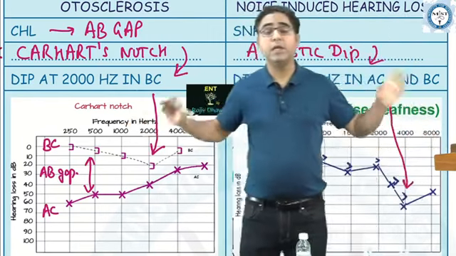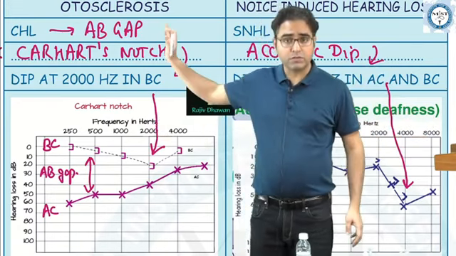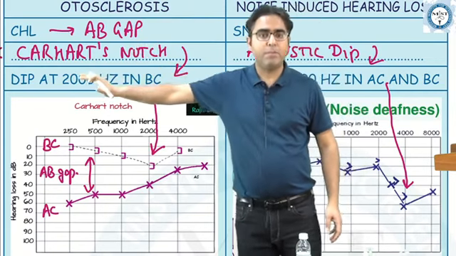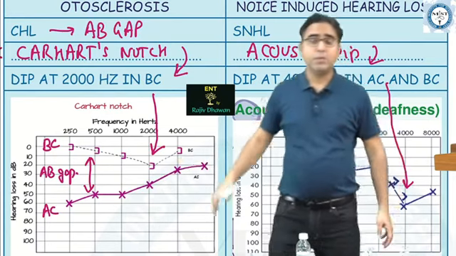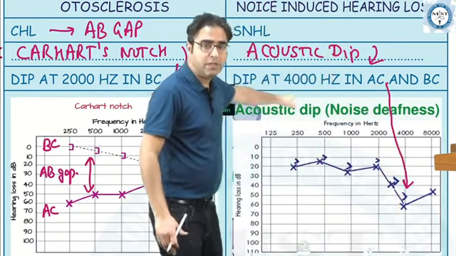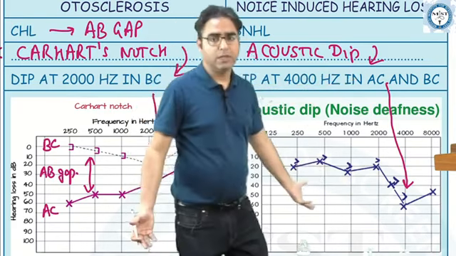Let us revise once again. There are two dips in audiometry. One dip in otosclerosis: otosclerosis has Carhart's notch. Carhart's notch is a dip at 2000 Hertz in BC, beta. Now number two is noise-induced hearing loss. It has the acoustic dip. It is a dip at 4000 Hertz in AC and BC, beta. That's all.